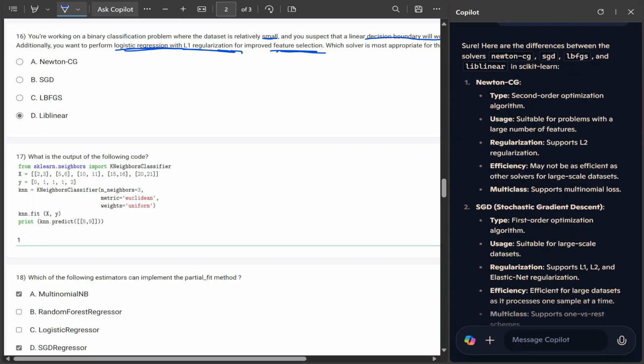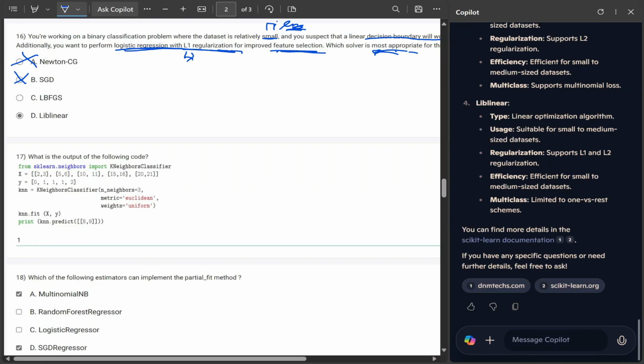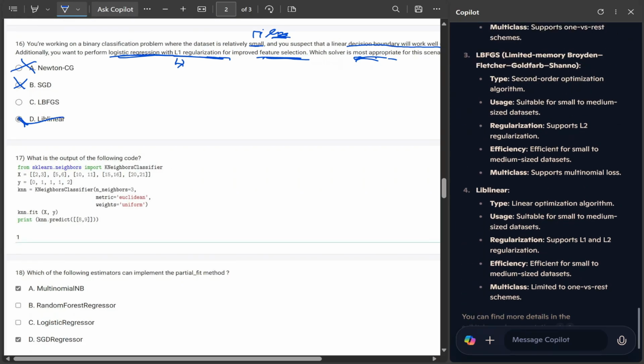So Newton-CG supports L2 regularization only, and we have to use L1 regularization, so Newton-CG fails. Stochastic optimization is suitable for large scale data sets, so SGD is efficient for large data sets, and we have a very small data set, right? So that means SGD fails. Liblinear supports L1 and L2 regularization and is efficient for small to medium sized data sets. So liblinear handles all these things, right? LBFGS supports only L2 regularization, and we are using L1 regularization, so that's why it is wrong.